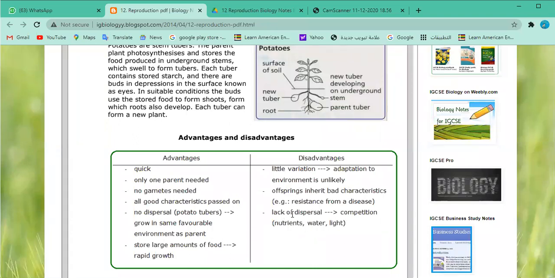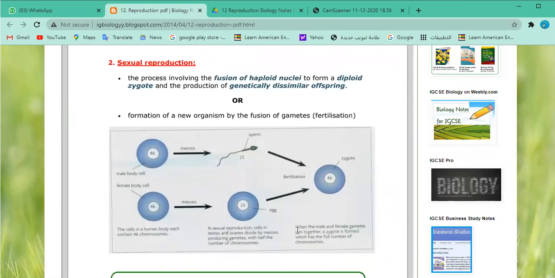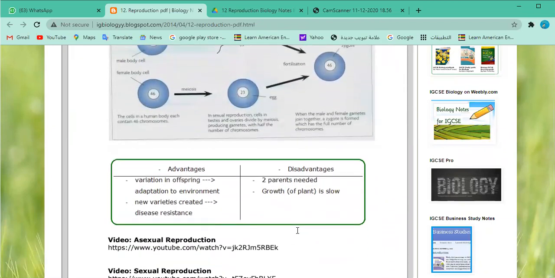This is a bad thing, because with banana plants or potato tubers, if you don't cut them off, if you don't remove the tuber, it will grow unlimited. Finally, more plants will grow in the same area, and that will deplete all the energy and nutrients, okay? For the sexual one that we discussed, look at this now. Variation is really good. It's exactly opposite of the other part.